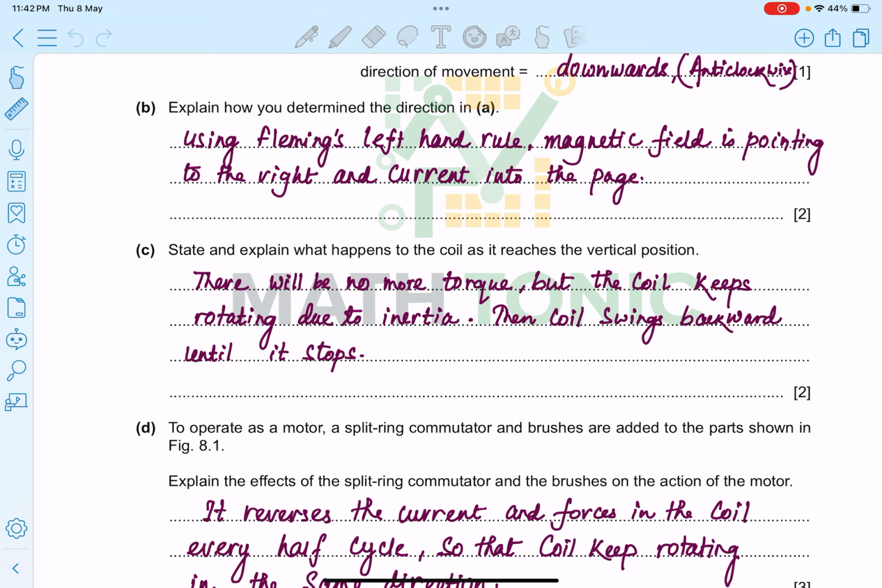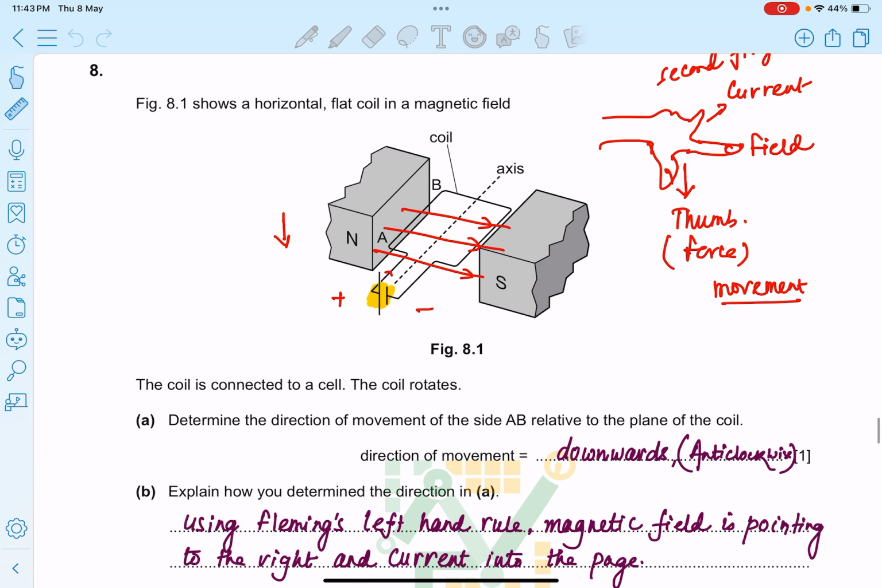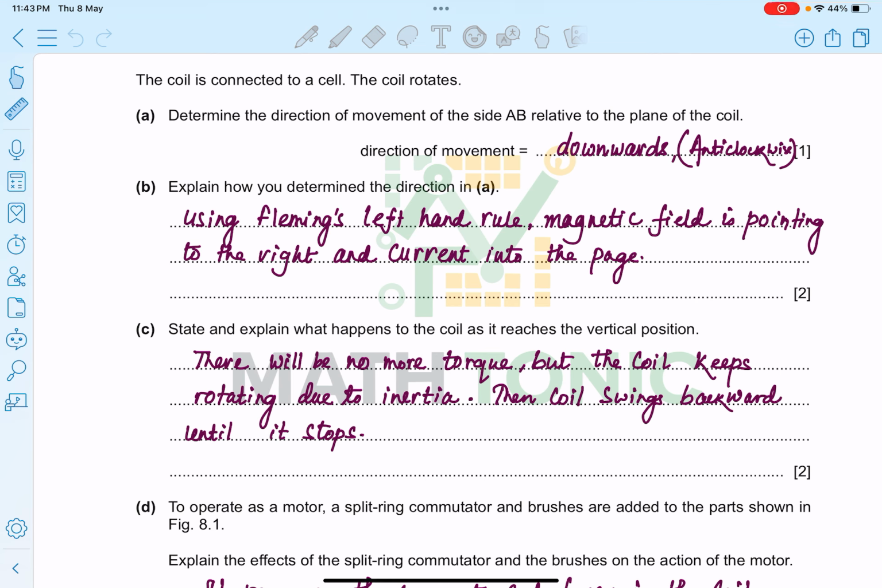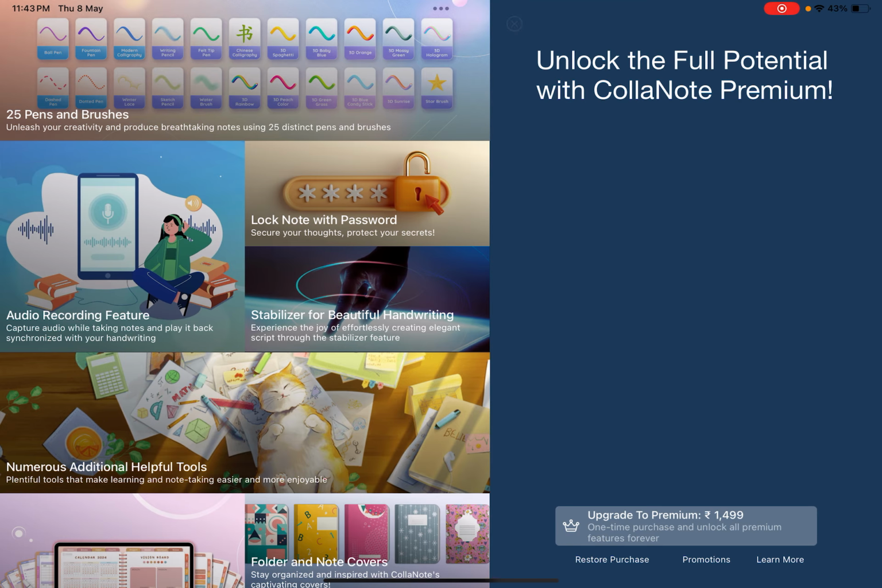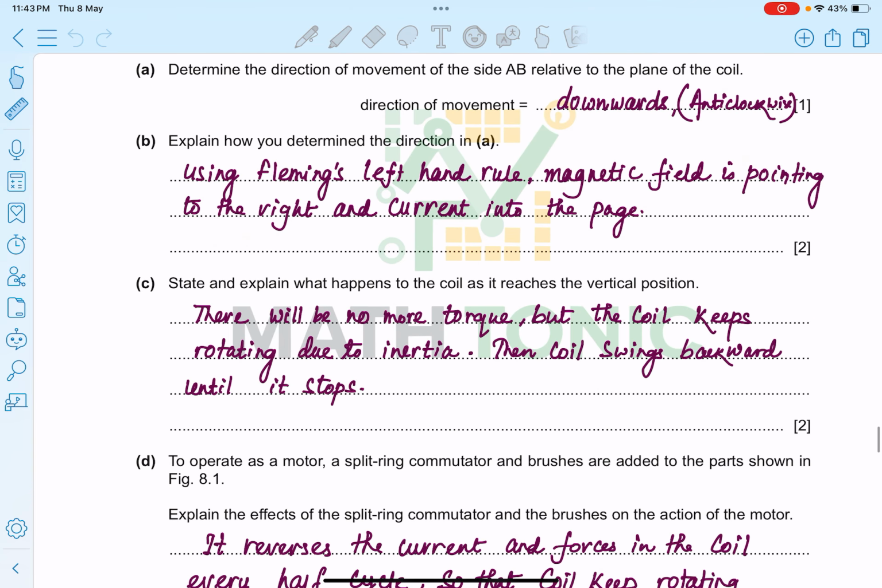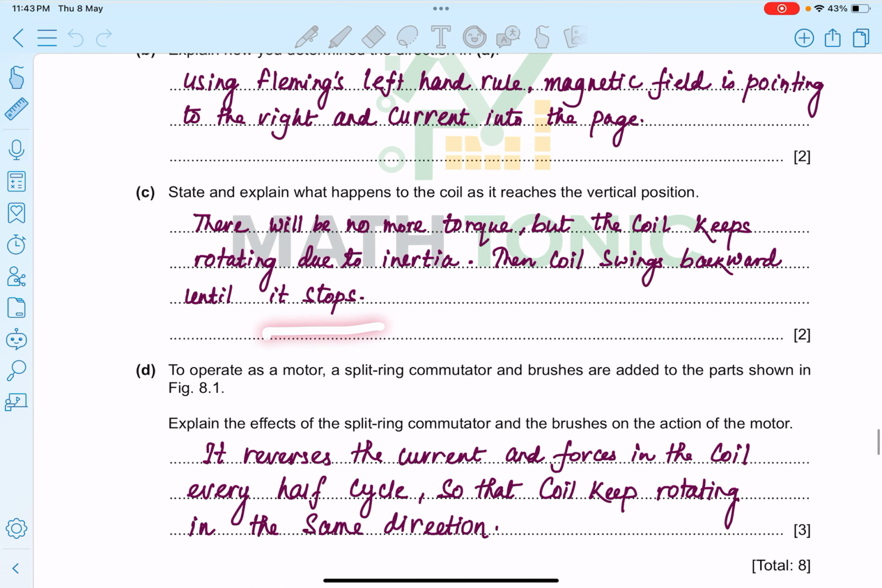State and explain what happens to the coil when it reaches the vertical position. Now here we have a coil, right? The coil will go like this, vertically. So there will be no more torque, because when it is at 90 degrees to this, it is along the magnetic field. But the coil keeps rotating due to inertia, and swings back until it stops. After some time it will stop.